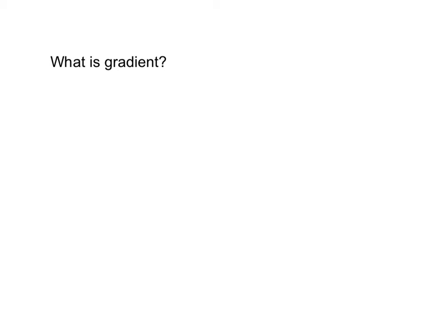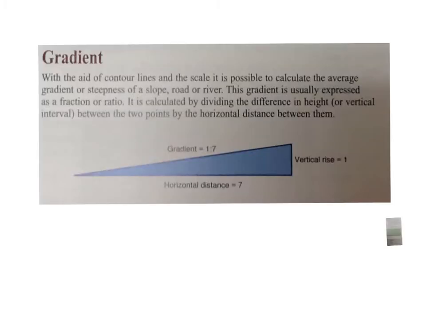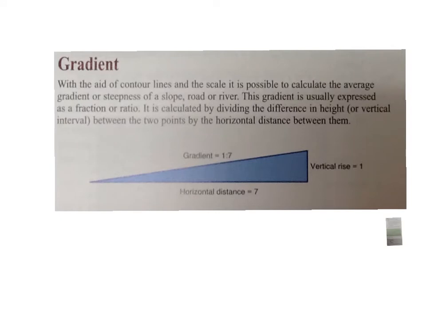Well, what is gradient? Gradient's a geographic skill. We often use it when we're calculating a cross section, but generally it's used when we're looking at a topographic map, a map that's got contours. What gradient is, I've just taken this from a textbook. It tells us the average steepness of a slope.